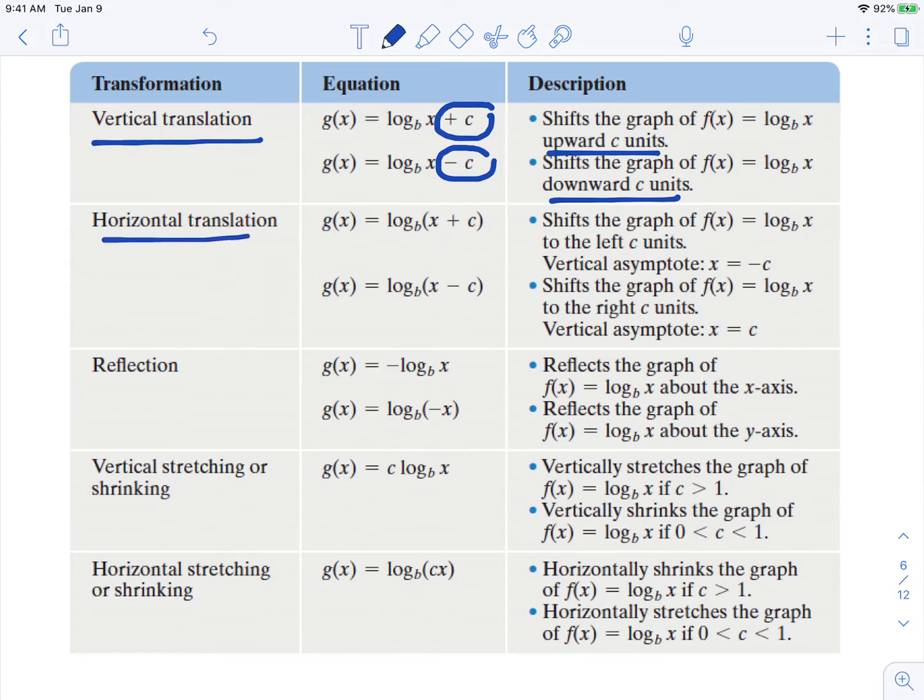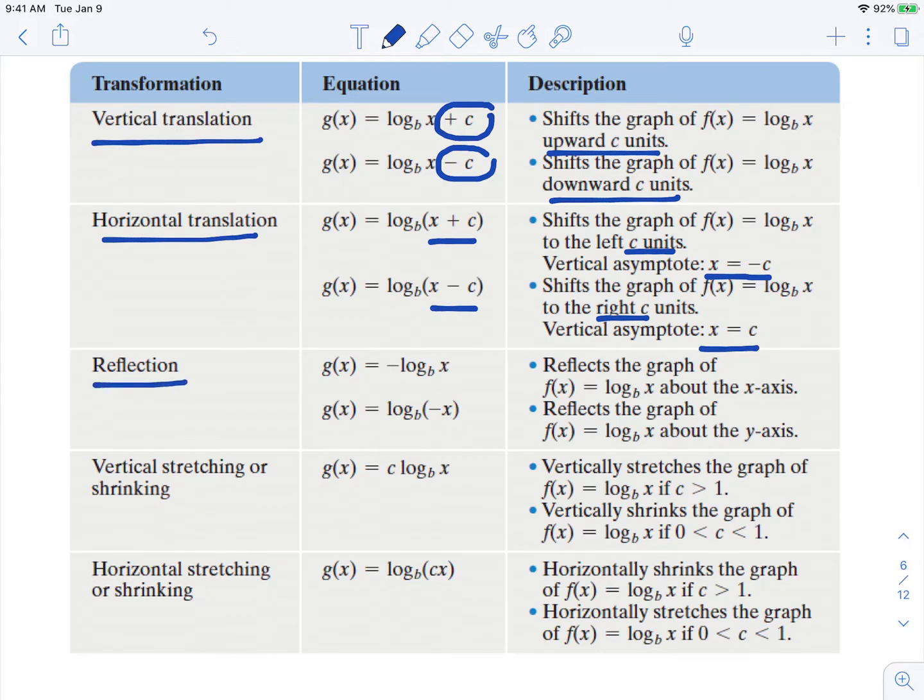A horizontal translation left or right: a plus c inside the function is going to move it to the left, and then your vertical asymptote is going to move to the left. If you have a minus c, it's going to move it to the right, and your vertical asymptote is going to be at x equals c, moving it to the right.